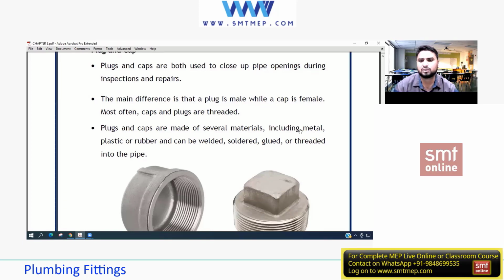Plugs and caps are made of several materials, including metal, plastic or rubber, and can be welded, soldered, glued or threaded onto the pipe. As per the material, you need to install the same kind of material. For example, for plastic we'll have a plastic plug or dummy piece. If it's leaking, a technical person, not an engineer, a worker, can just put a threading on it. If it's metallic, or if it's plastic, they might use a Teflon tape to make it more leak proof, isn't it? Yes or no, online? Yes, sir.